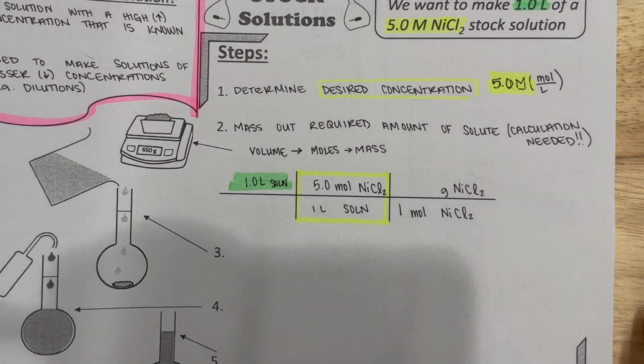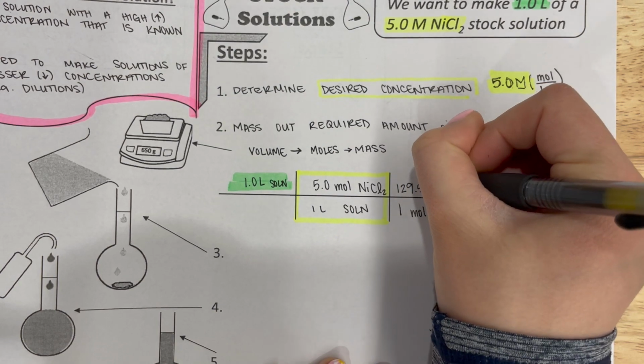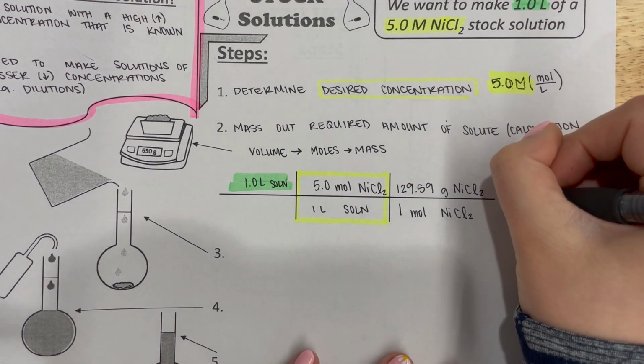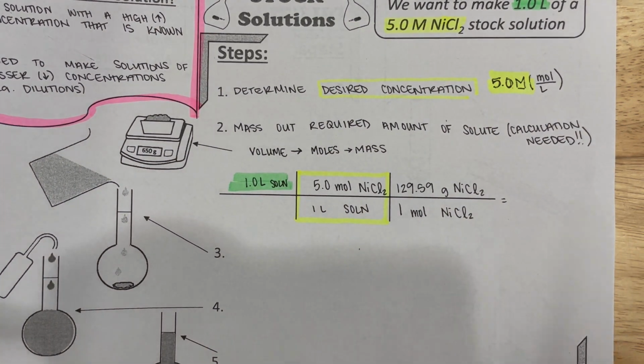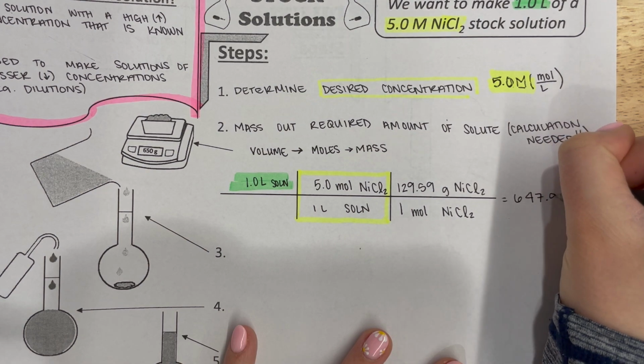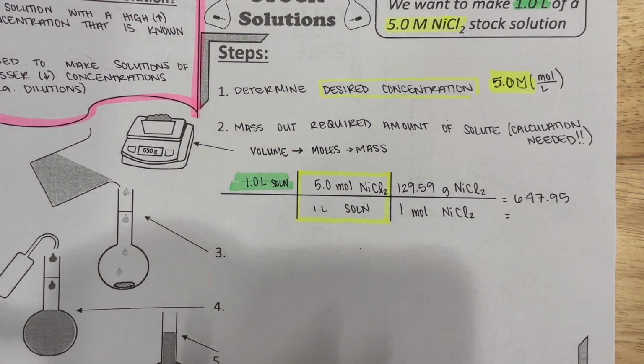Okay, hopefully you and your neighbor came up with the value of 129.59 grams of that nickel 2 chloride, right? So multiply across the top, divide by the bottom, and we should get 647.95. We need to sig fig that number.